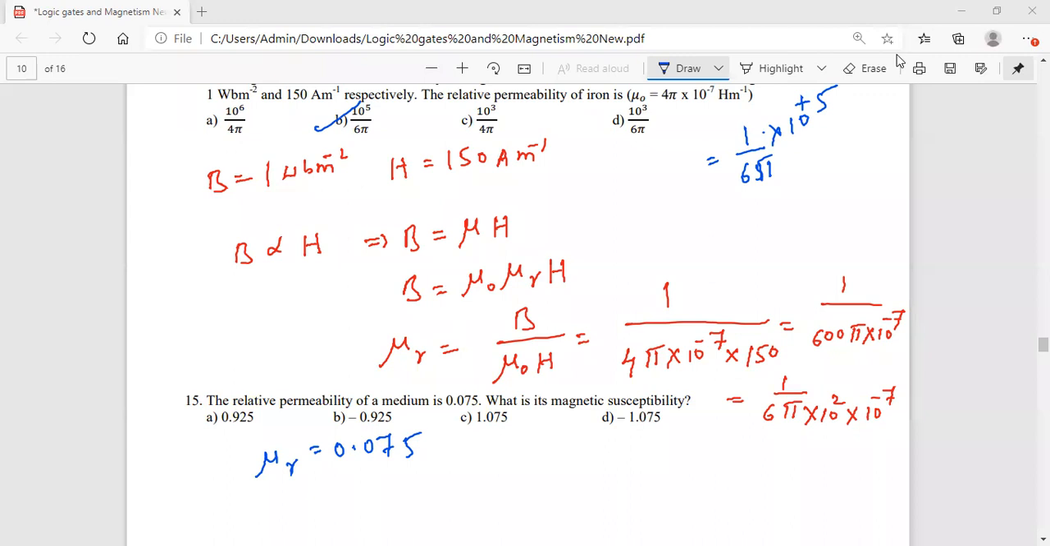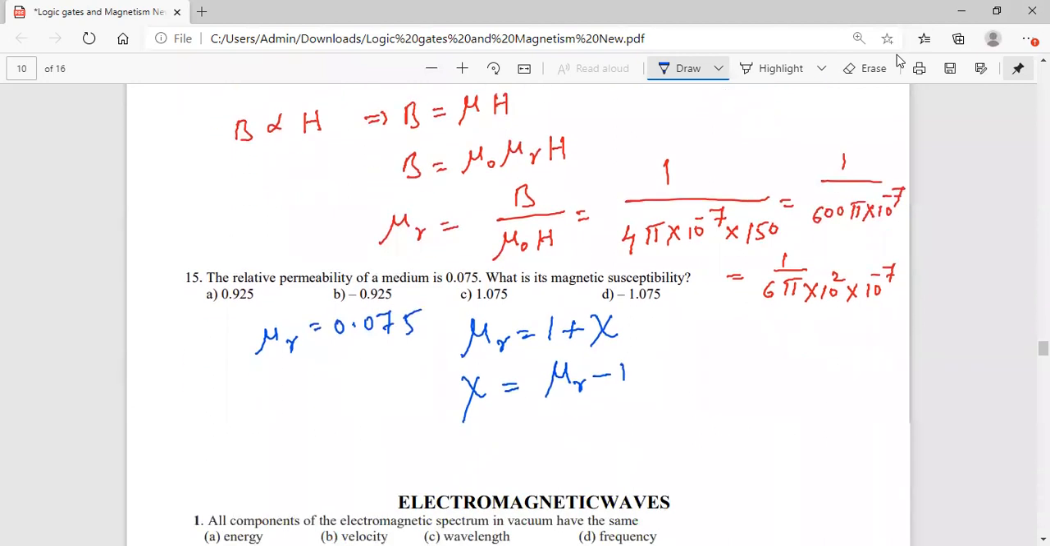So to calculate magnetic susceptibility, we know that mu r is equal to 1 plus chi. Or chi, the magnetic susceptibility, is equal to mu r minus 1. Chi is equal to 0.075 minus 1. That is equal to minus 0.925. Option B is the correct answer.